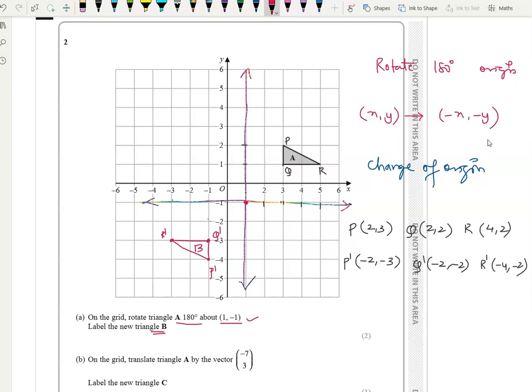Let's label it as point B, triangle B. Okay, now this is how you do it when you don't have a tracing paper. Now I can remove the axis.